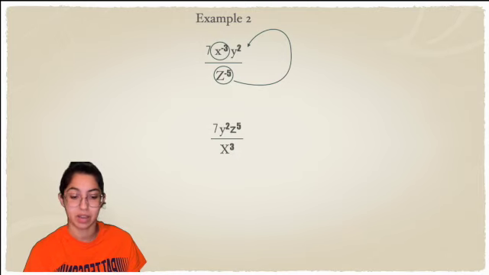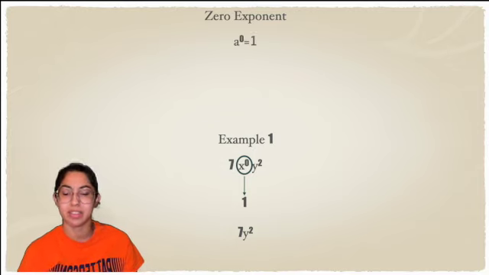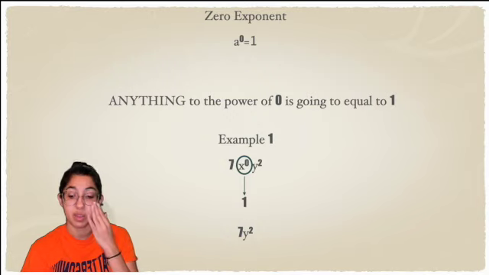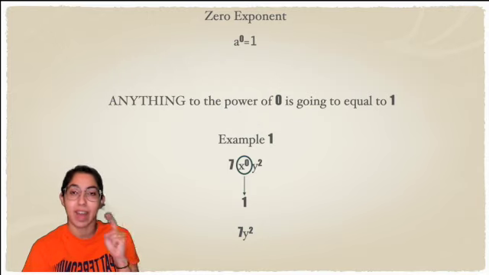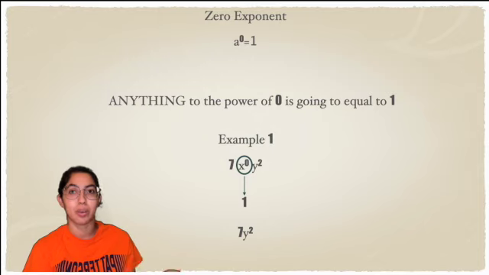Okay, so next we have zero exponents. A zero exponent just tells me that a to the power of 0 is 1. So anything to the power of 0 is going to be equal to 1. I only put one example. It's 7x to the power of 0 y squared. So that x to the power of 0 that I've circled is going to become 1. So 7 times 1 is just 7. So my final answer would be 7y squared.